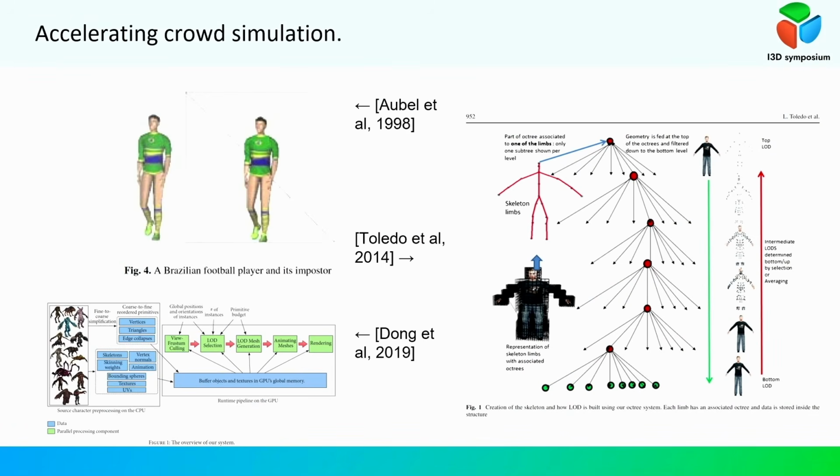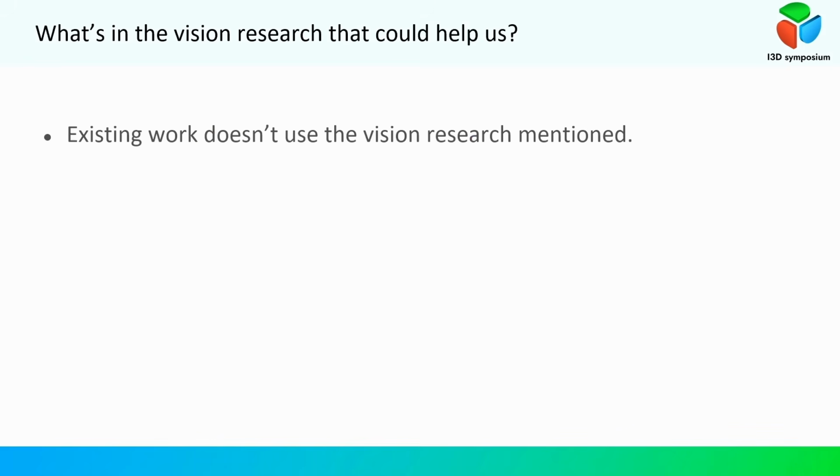There has been existing work to try and accelerate crowds. The first is the idea of 2D imposters to replace 3D agents. Level of detail based on the prominence of the agent on the screen, as well as GPU-accelerated animation updates done via instance management in the GPU. However, what you might have noticed about these things I just talked about is that none of it tries to make use of the vision research we just mentioned.